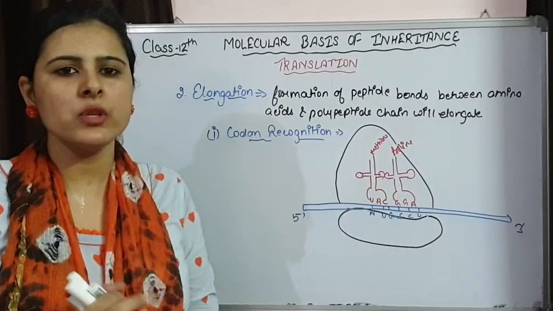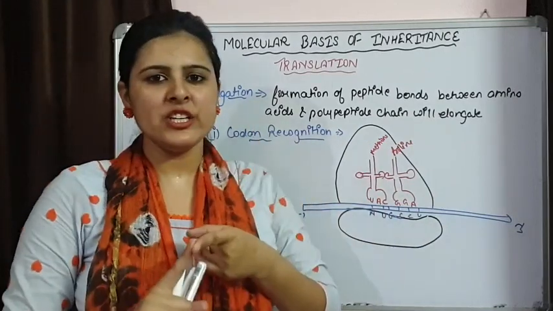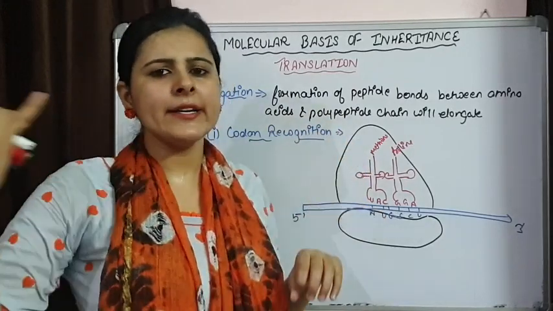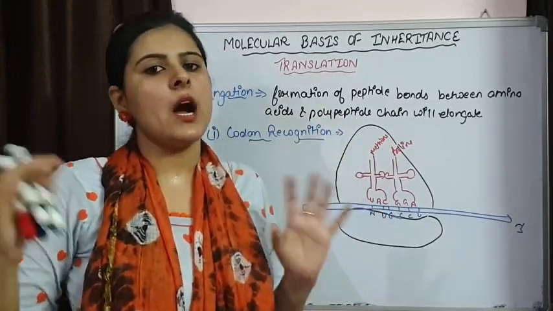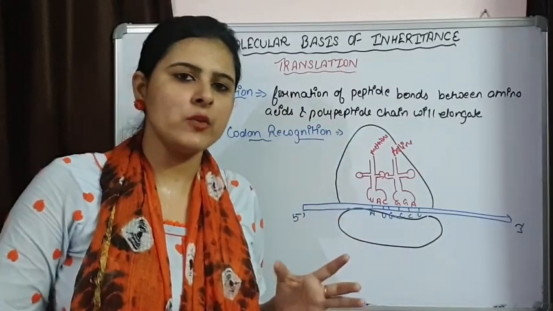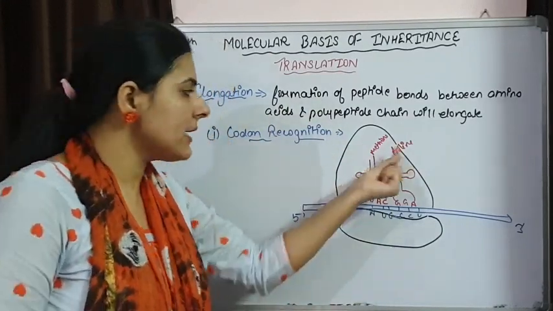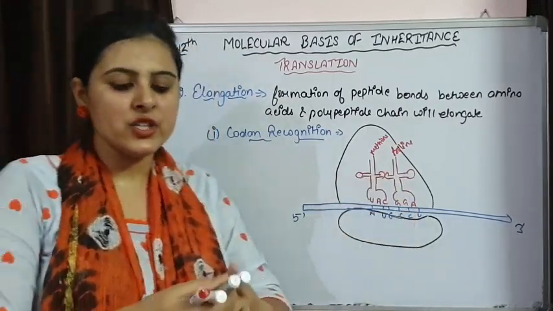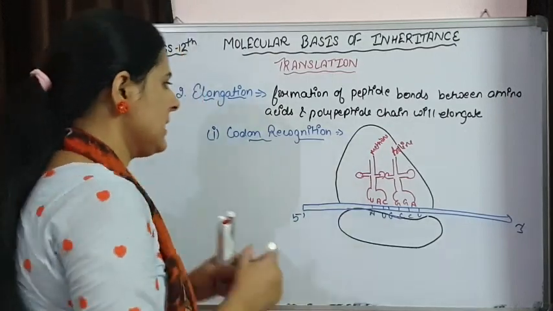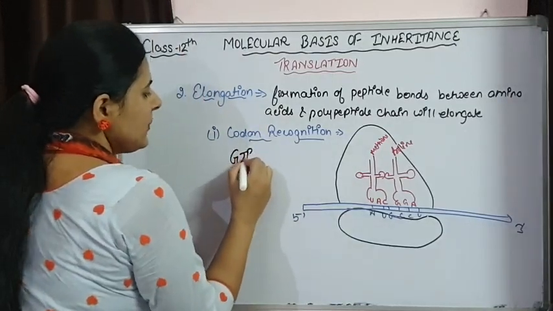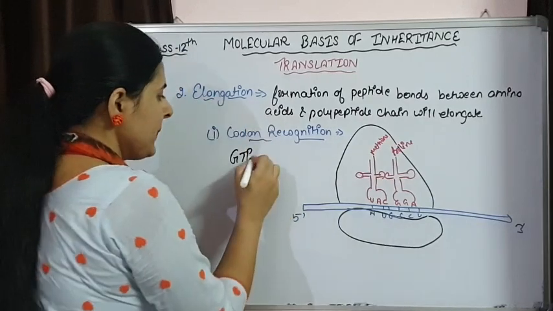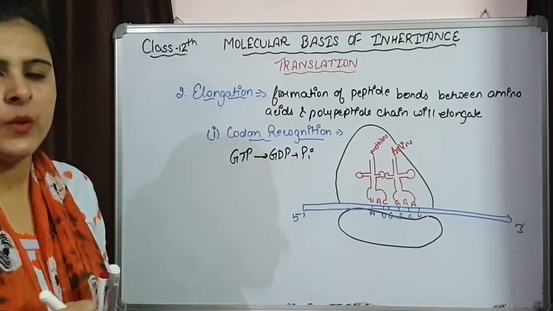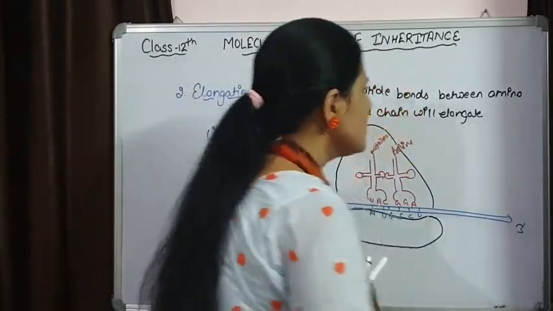So the thing you have to remember is that the initiator tRNA is going to come and bind on the P site. Later on, whether 100 amino acids are coming or more, the tRNA is always going to come and bind with the A site, and this is an energy consuming process. In this process, GTP is going to hydrolyze and provide energy.